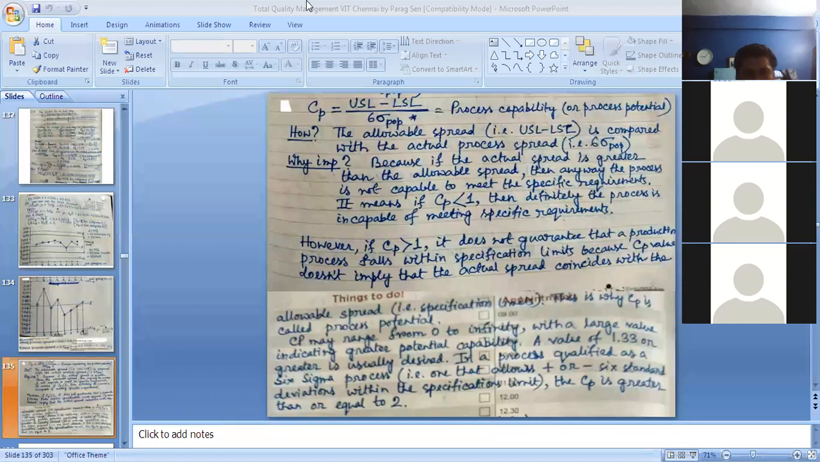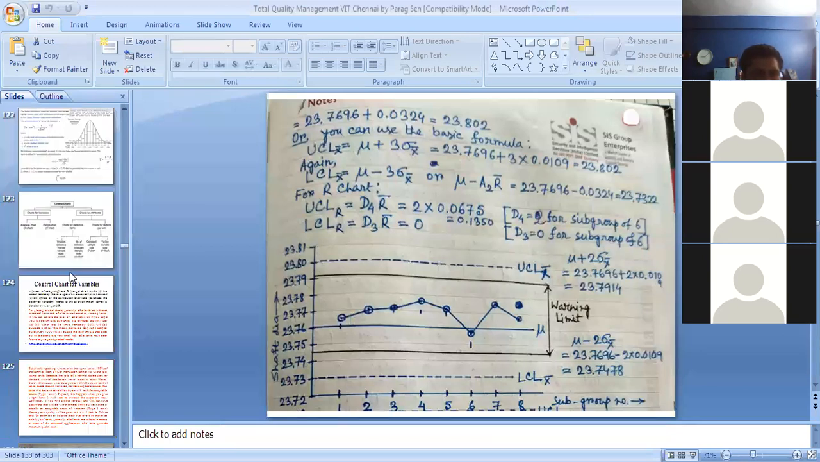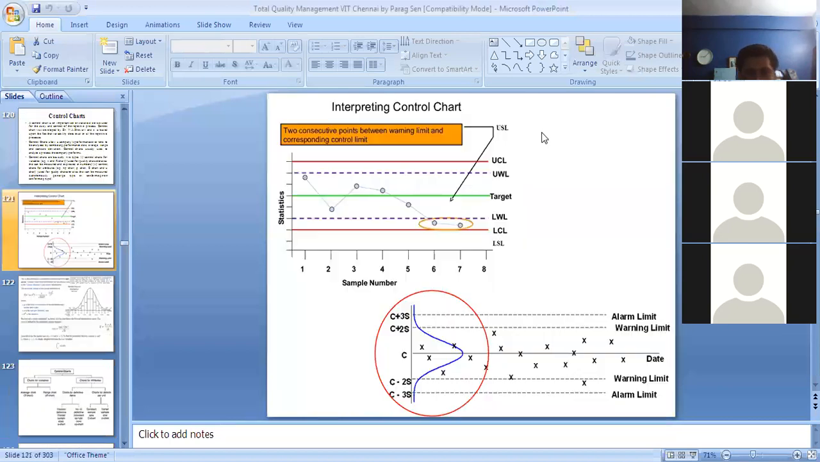You just notice this particular diagram. Suppose this is your space. I can show you another diagram where specification limits are provided, and that will be clear. Have a look at this picture. This diagram is for sample, but I am talking about population. You just think that this diagram is for population. That will be easier for you to understand.